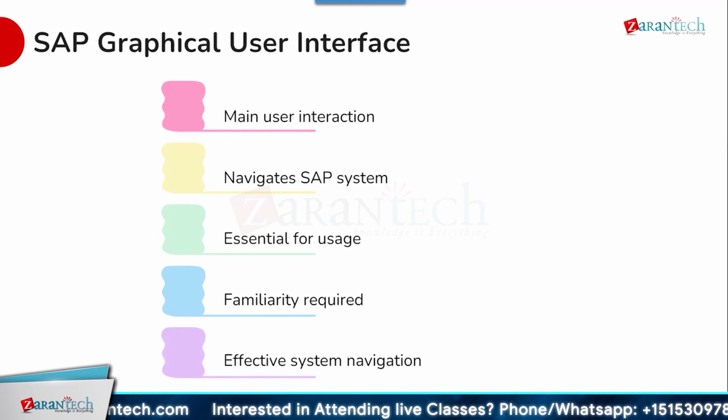Now, if we talk about the SAP Graphical User Interface, or GUI, it is one of your primary means of interacting with the SAP system. Number one, main user interaction. The GUI is where you will spend most of your time when working with SAP. Number two, navigates the SAP system. It provides you with the menus, toolbars and other elements to help you move through different SAP functions.